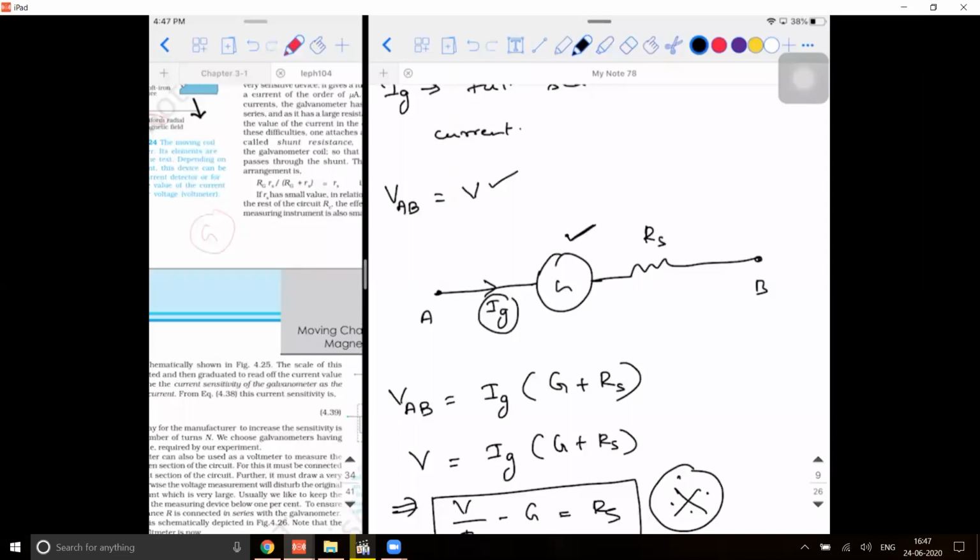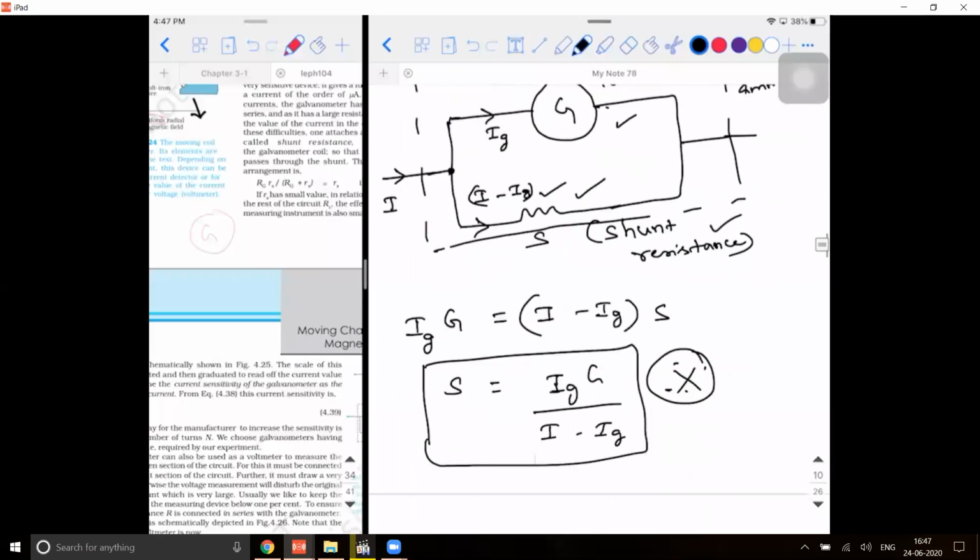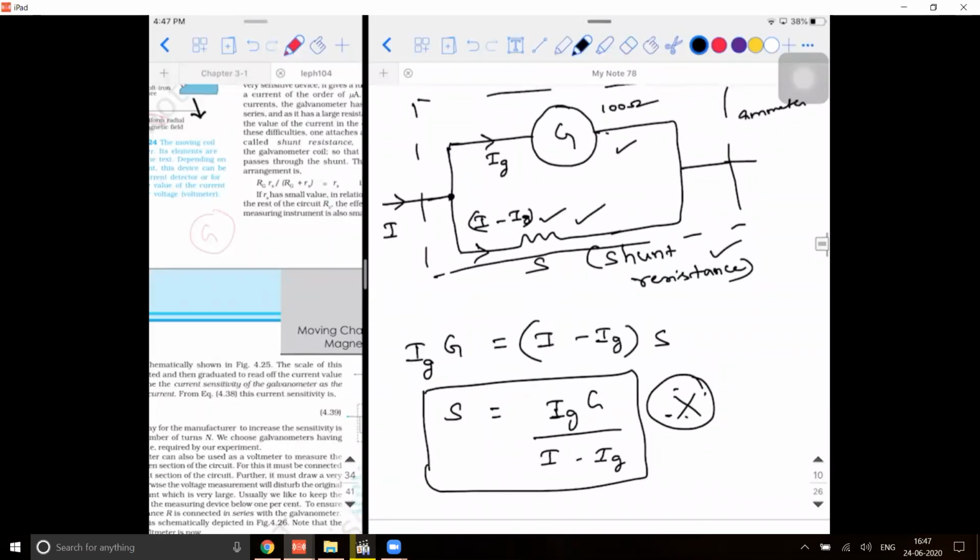So do not say that a shunt resistor is connected in series with a galvanometer. The term shunt should not come. You should use a term like this: a resistor of high resistance should be connected in series with the galvanometer. This is one common mistake I see in the papers, so don't do that. So Ig into capital G divided by I minus Ig is the value. So this is all about converting a galvanometer into a voltmeter and an ammeter.